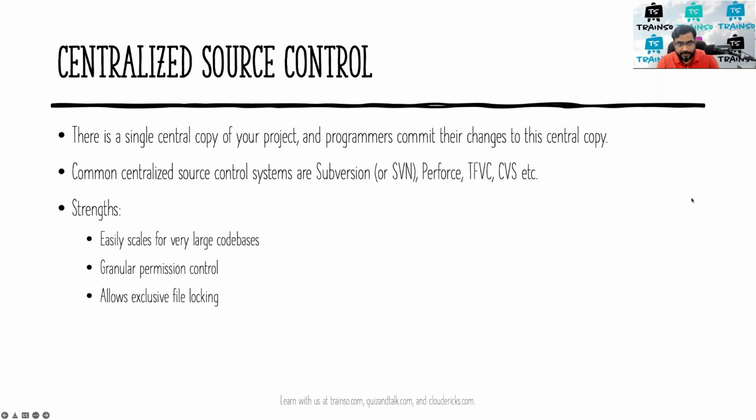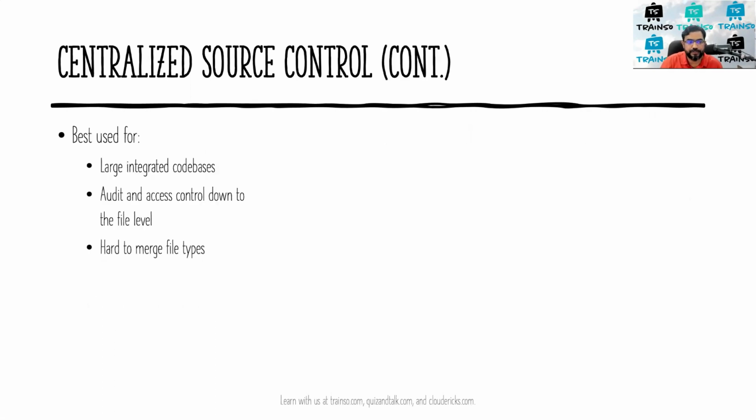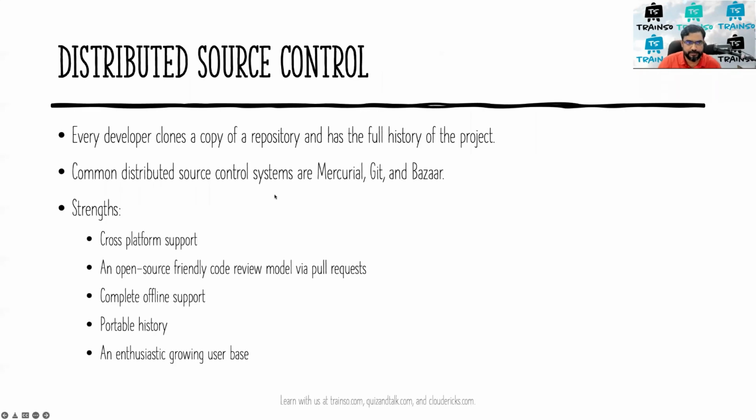So what were the strengths? It easily scales for very large code bases because code is only there in one central copy. You can have granular permission control. It used to allow exclusive file locking and similar things. It is best used for scenarios such as large integrated code bases, audit and access control down to file level, and hard-to-merge file types. These days, with distributed source control, you also have workarounds for most of these things.